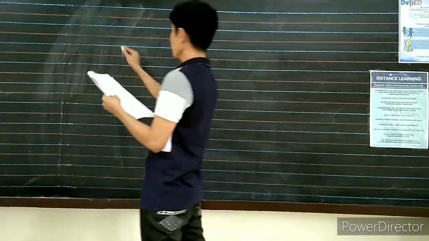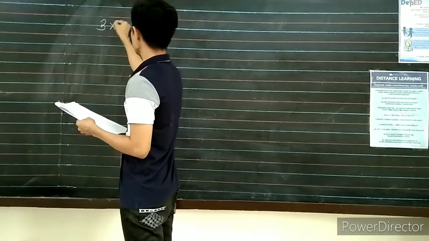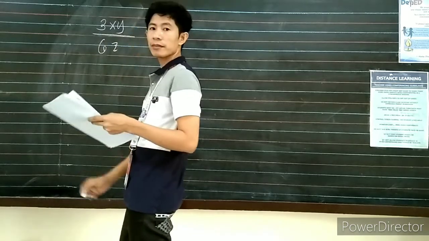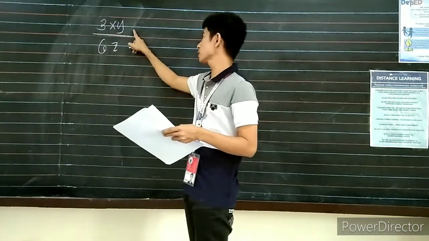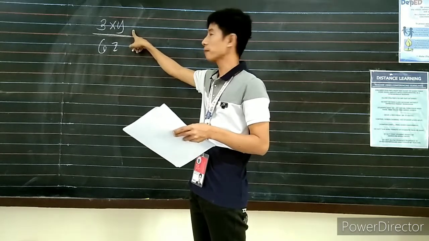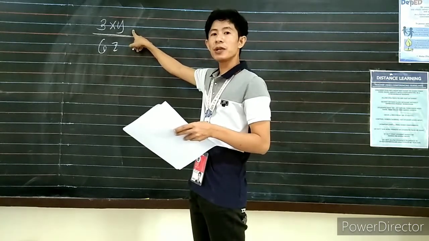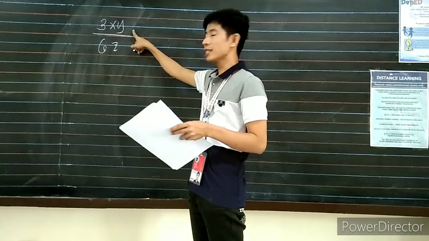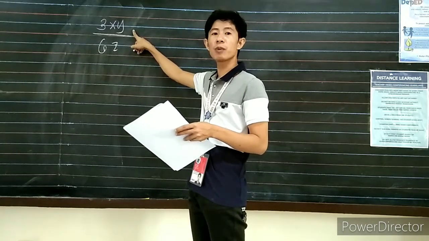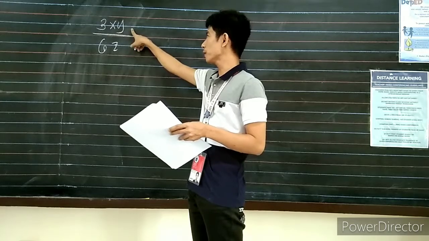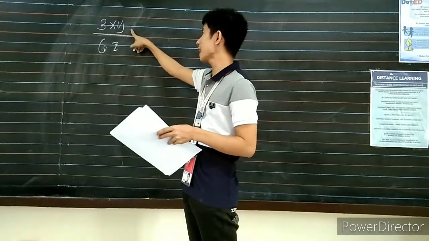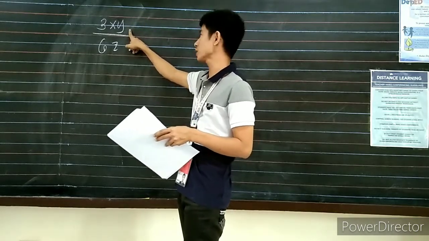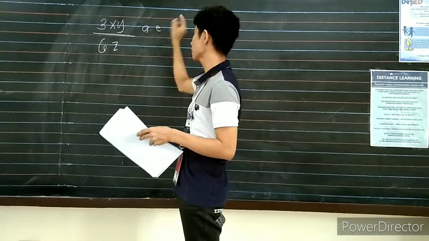For number 1, we have 3xy over 6z. First thing to do is to observe the numerator. Is there any negative or fraction exponent on the variables of the numerator? There is none. Therefore, this is a polynomial. This is an algebraic expression.